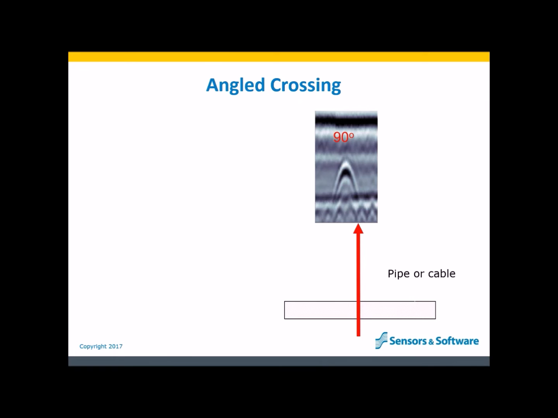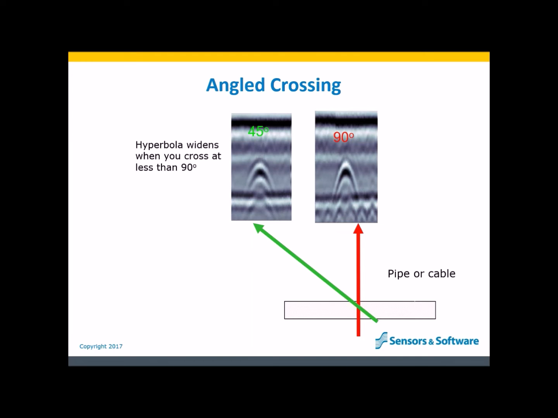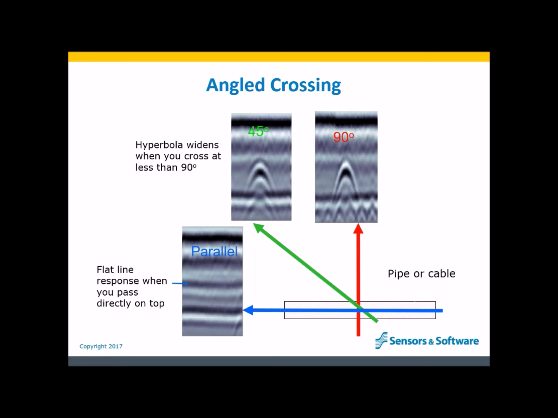Okay, we know that crossing a linear object at 90 degrees gives you a hyperbolic response. Let's discuss what happens to the GPR response when the linear object is crossed at a different angle than 90 degrees. For example, what happens if the GPR crosses the linear object at 45 degrees? The hyperbola still looks like a hyperbola, but it gets wider. Tougher question. What happens if the GPR crosses along the length of the linear object? This tends to throw most people a bit, but the correct answer is that it becomes a straight line.